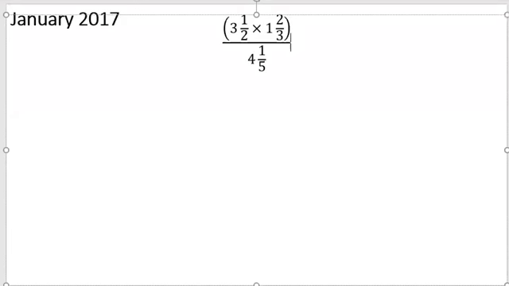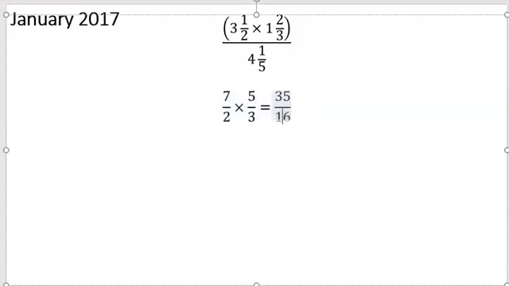Now January 2017. It's the same procedure, working our numerator fractions first. So what we have is 2 3s, 6 plus 1, 7 over 2 multiplied by 3 1s, 3 plus 2, 5 over 3. We go ahead and multiply, so it's 7 5s, 35 divided by 2 3s, 6.